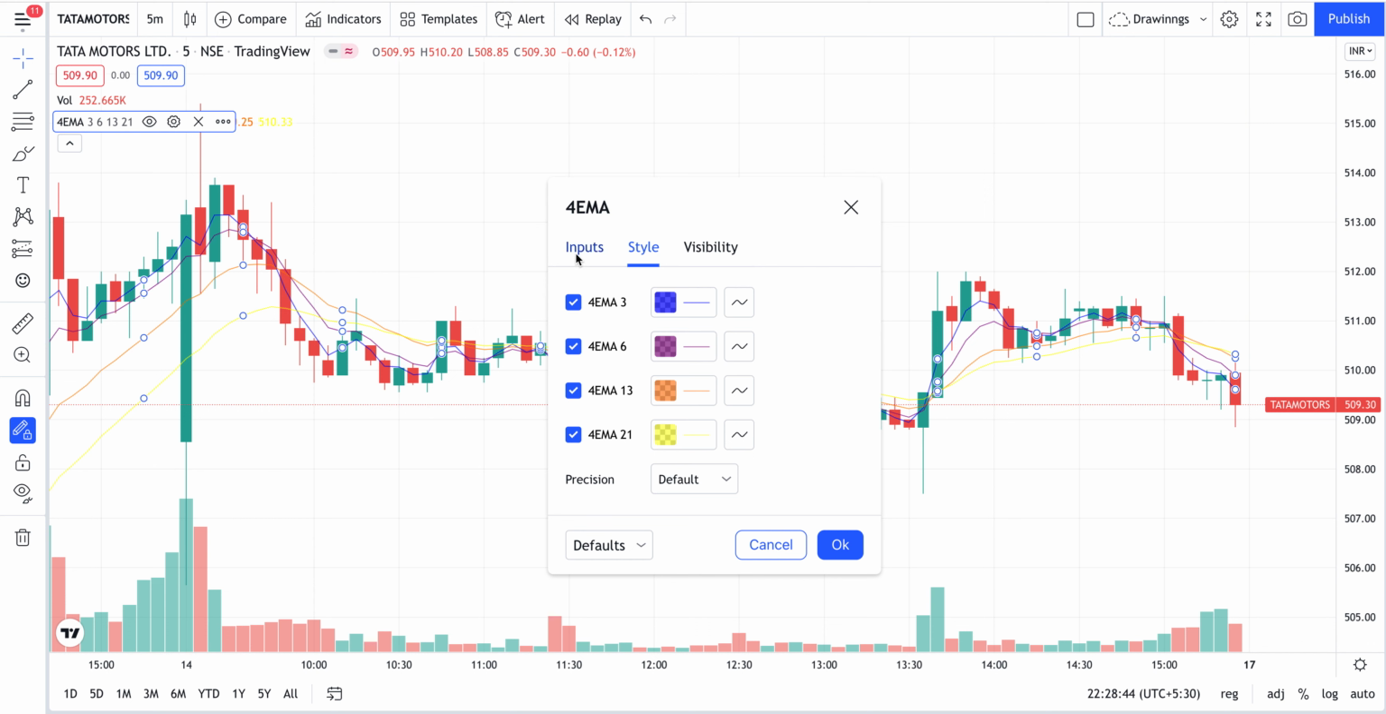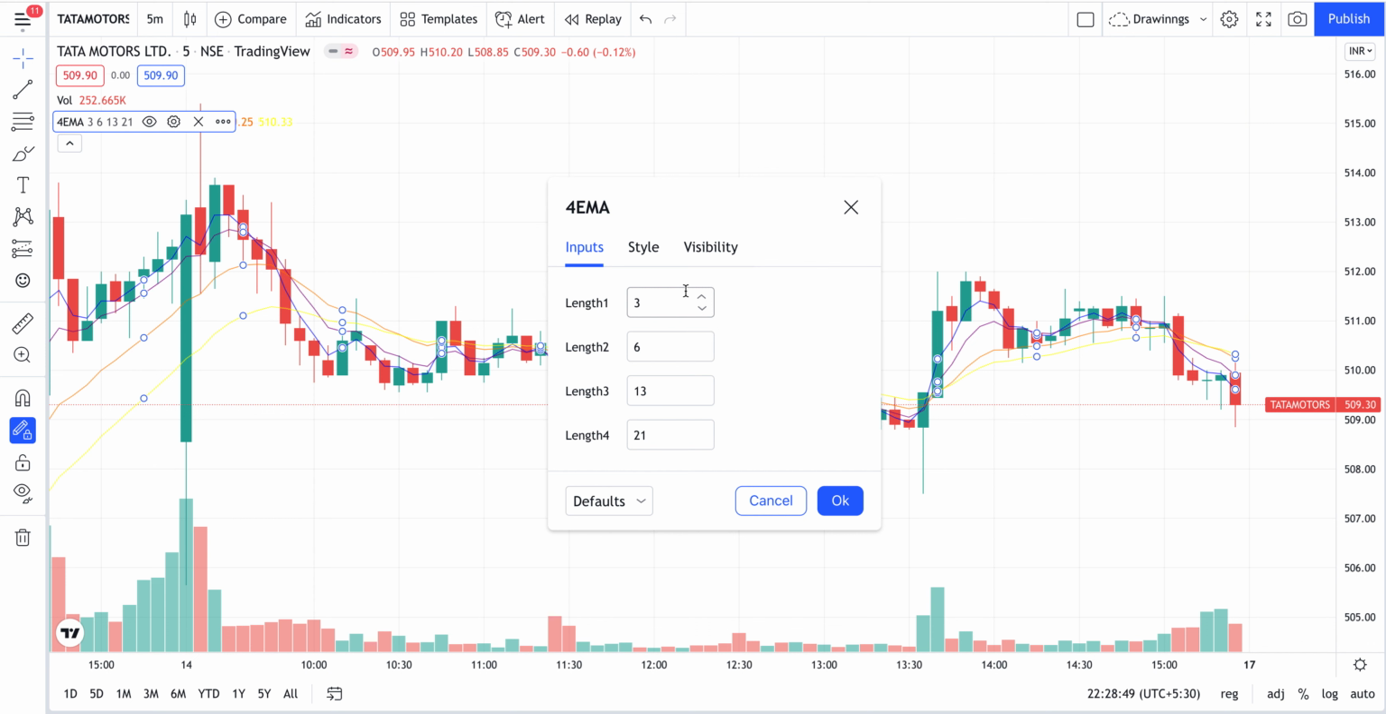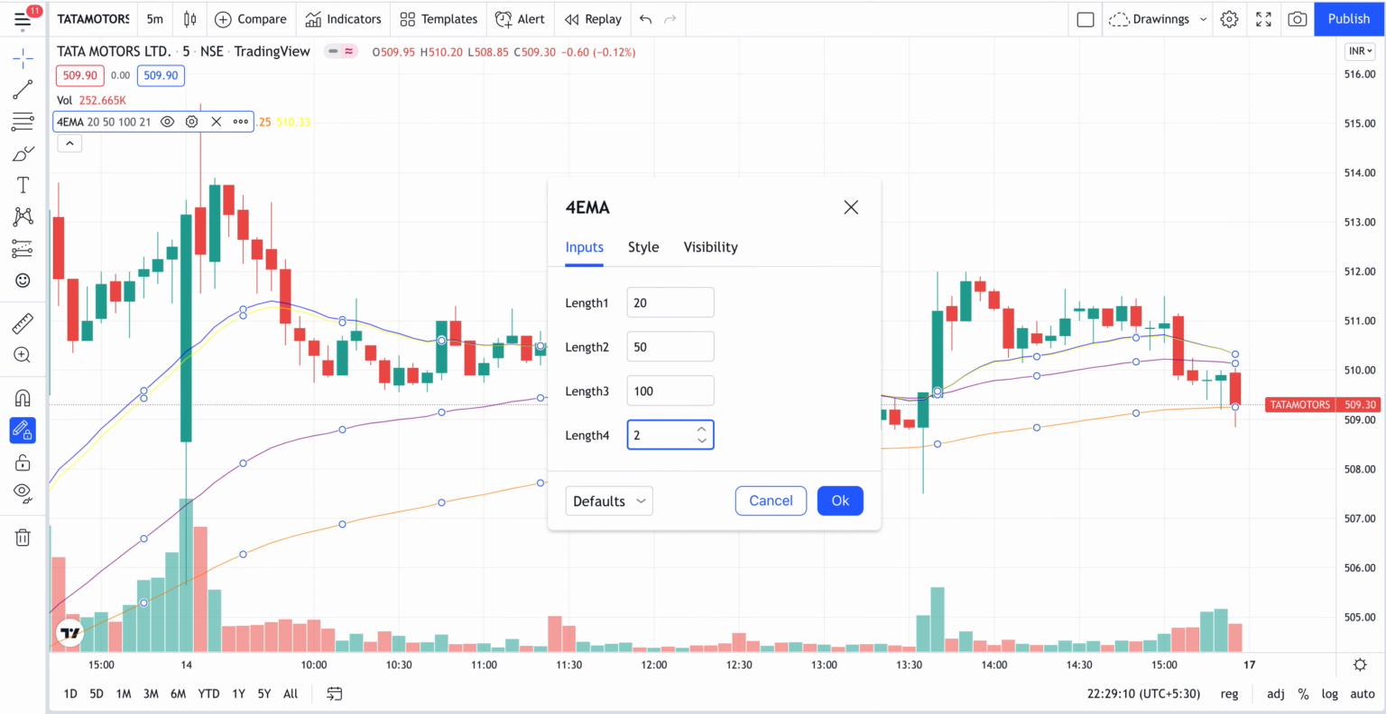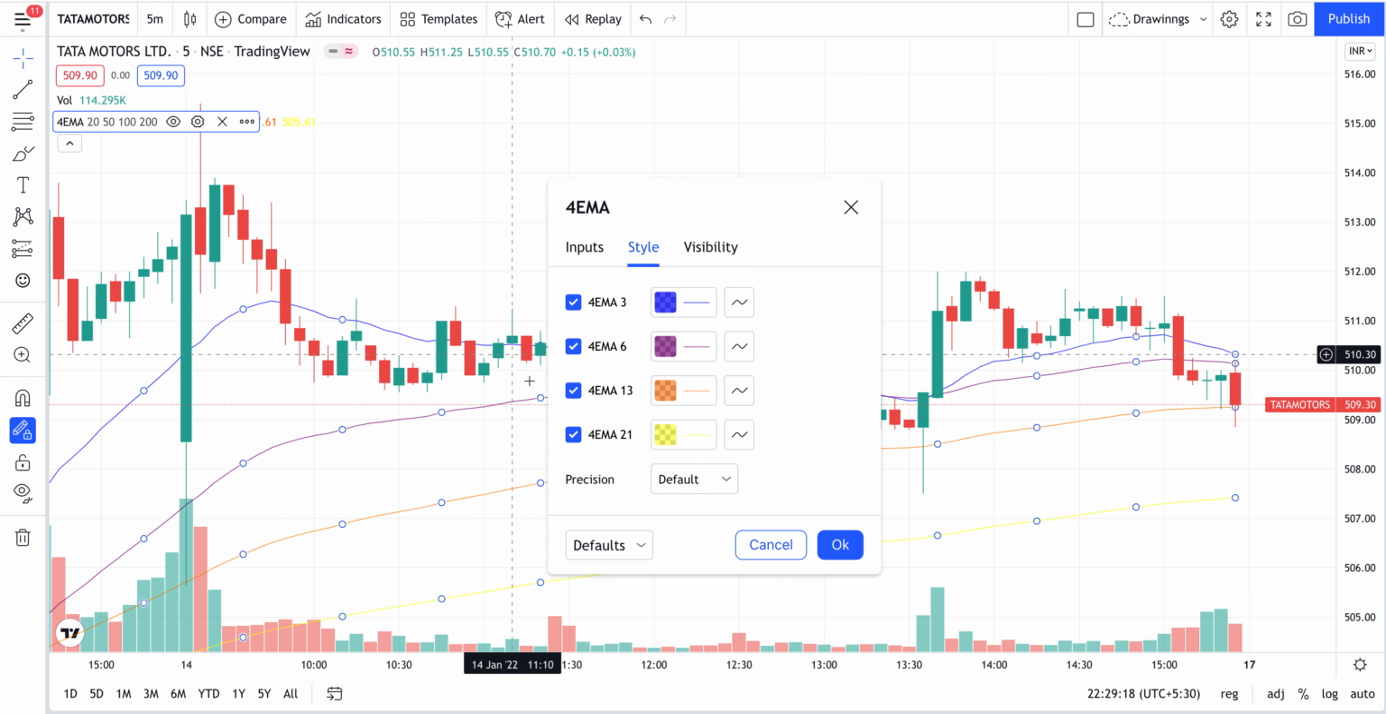We can see input, style, and visibility. We go to the input, and we can see the time period. Most commonly we are going to use a 20 period moving average, then a 50 period moving average, then a 100 period moving average, and again a 200 period moving average. See how differentiated it became. And then we are going to change the style of each of the moving averages.